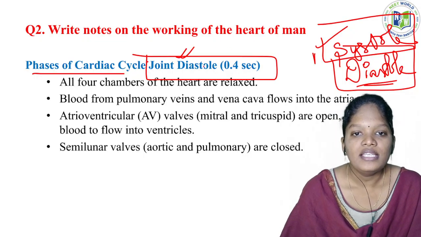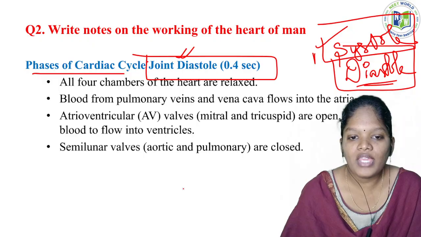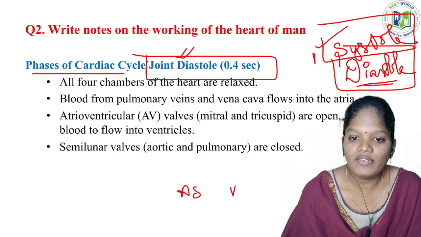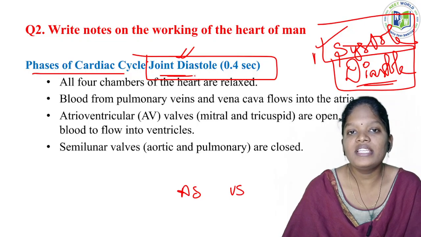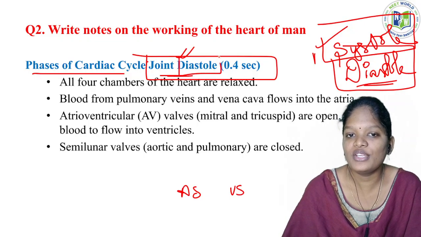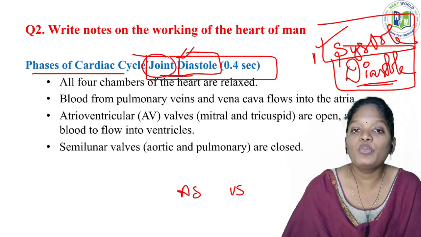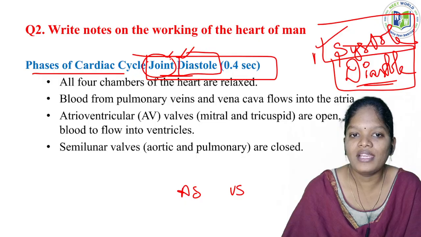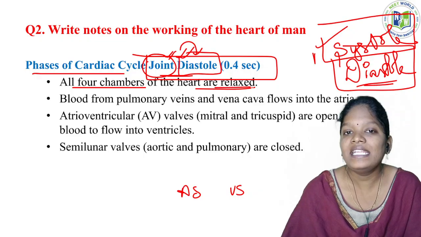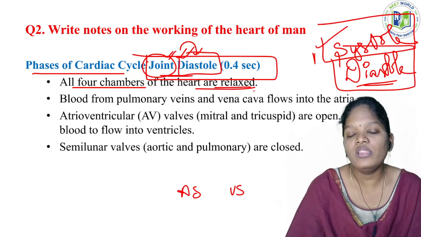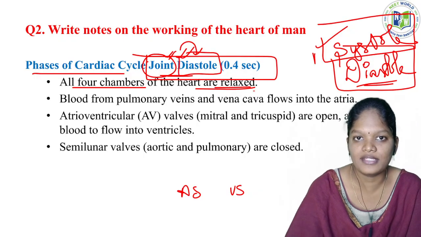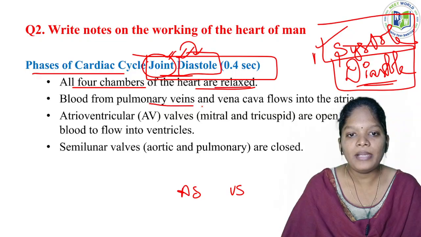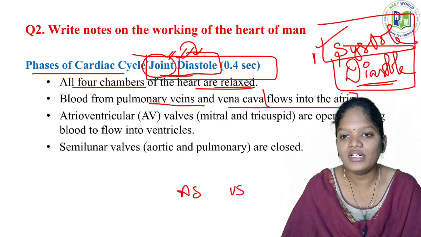So we have joint diastole, atrial systole, atrial diastole, ventricular systole and ventricular diastole, and the concept of joint diastole is a little bit different. We know that diastole means relaxation, and joint means both atrium and ventricle are in the relaxed state, which means all four chambers of the heart are relaxed for a duration of 0.4 seconds. Blood from the pulmonary veins and the vena cava flows into the atria.